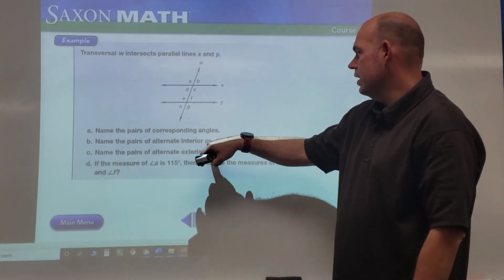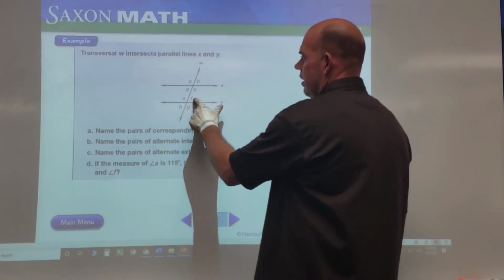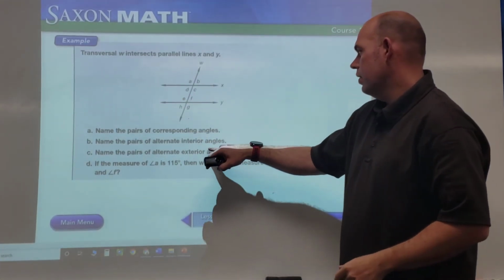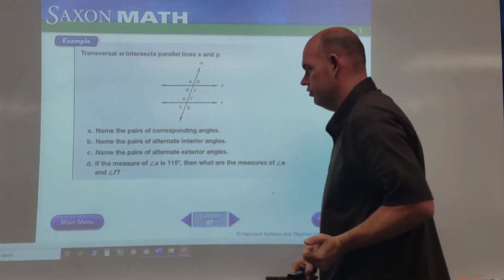What are the alternate interior angles? Those are the ones that have the same measure. So D and F, C and E. What are the alternate exterior angles? G and A, B and H.